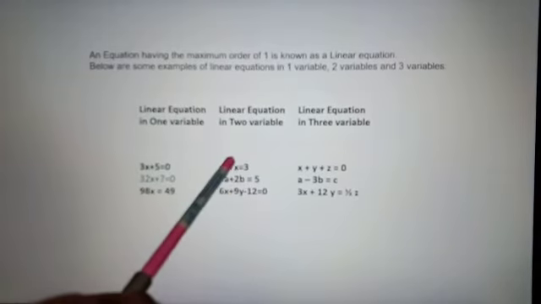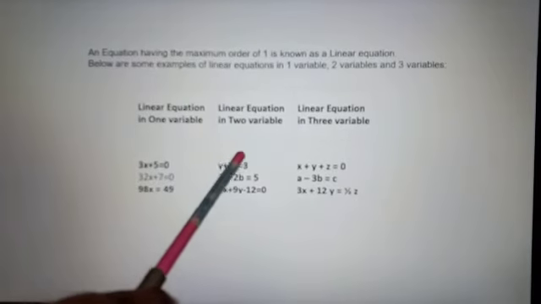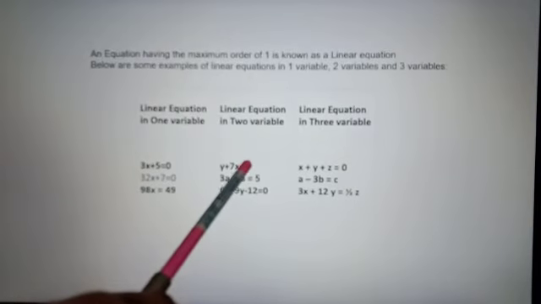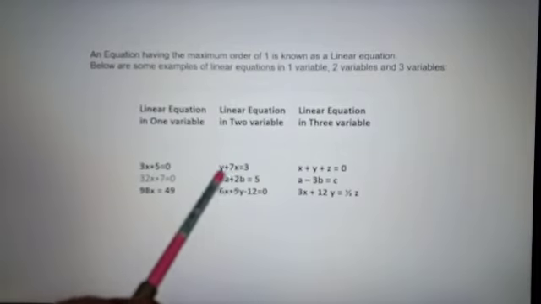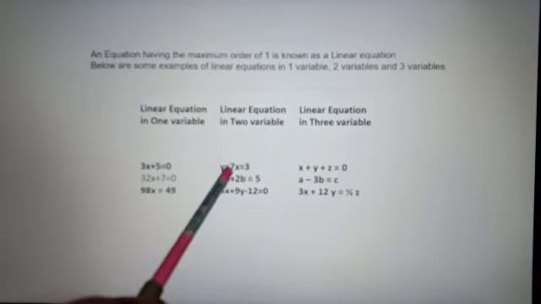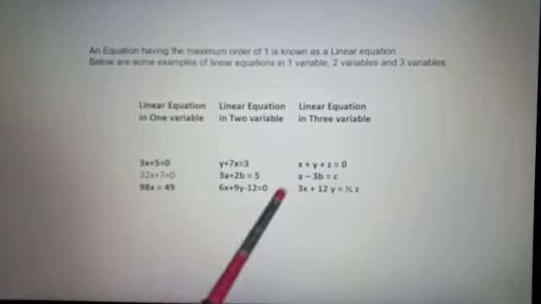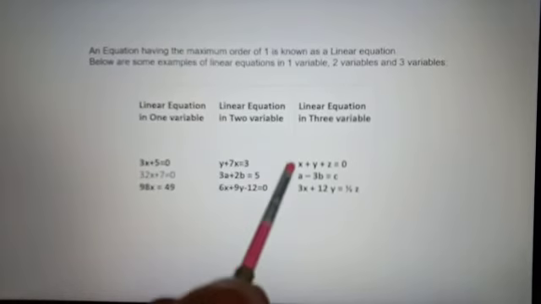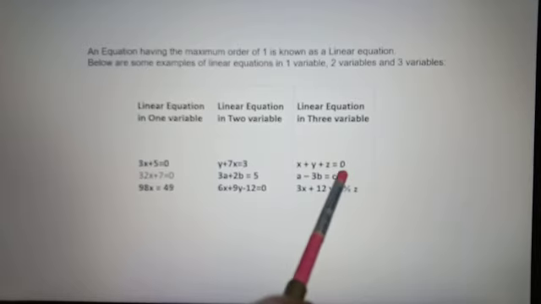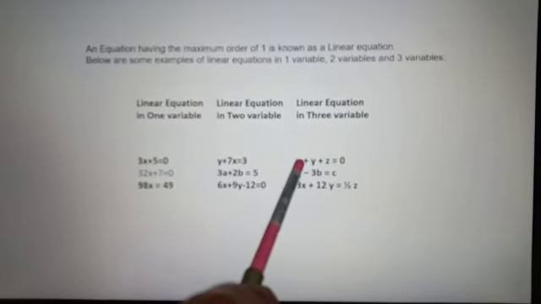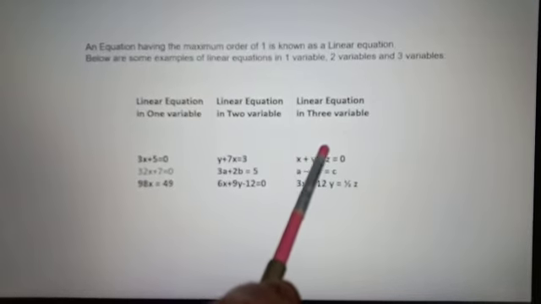In this equation, the highest power of both variables is 1. Anyway, we can say this is a linear equation, but here we have two variables, so it is called a linear equation in two variables. And these are all examples of linear equations in three variables. See, in all the places, the highest power of the variable is what?